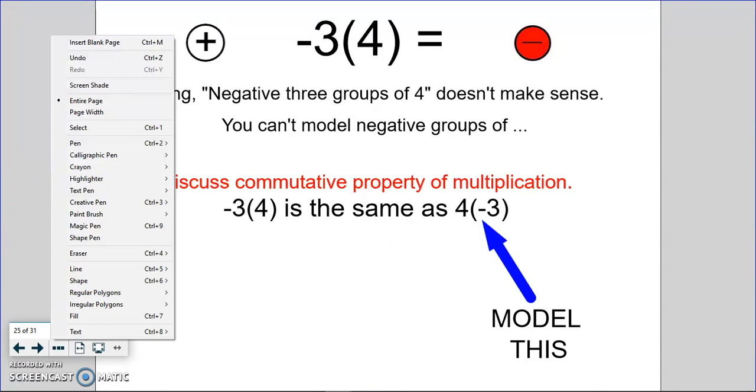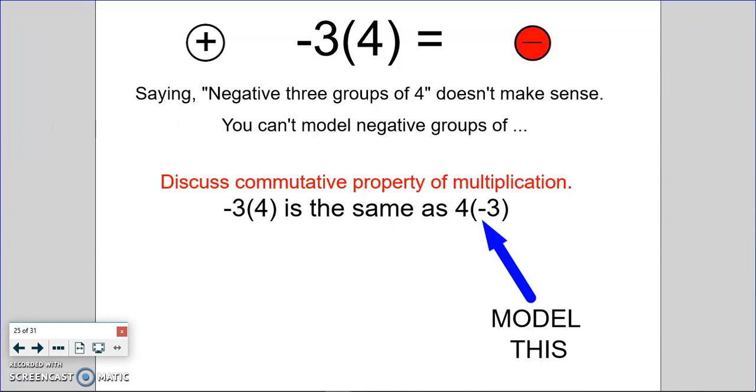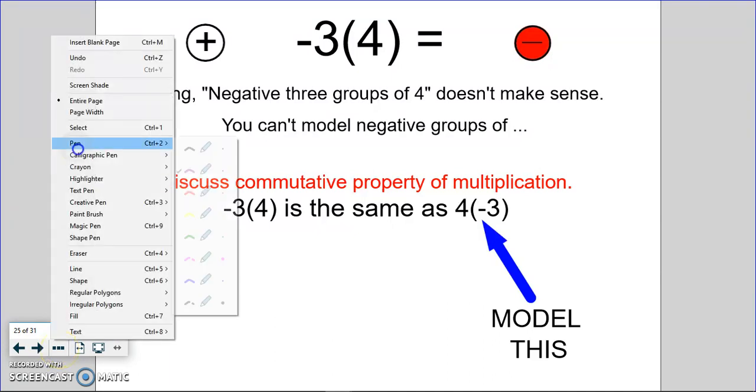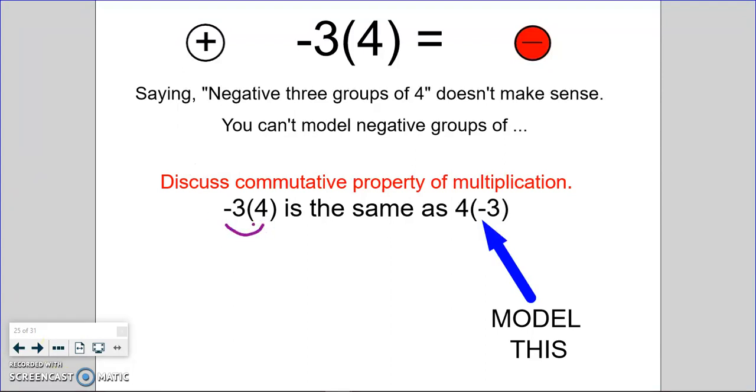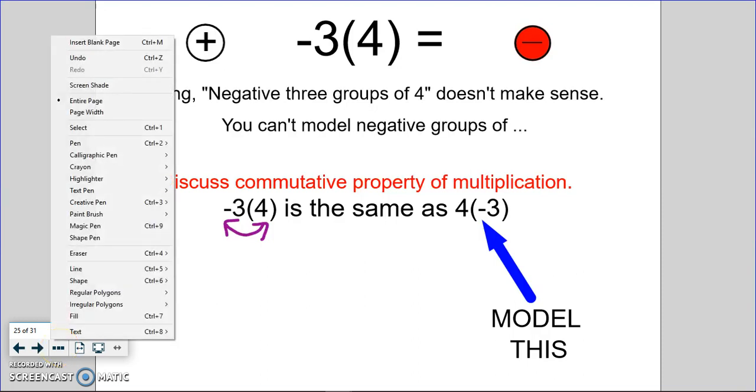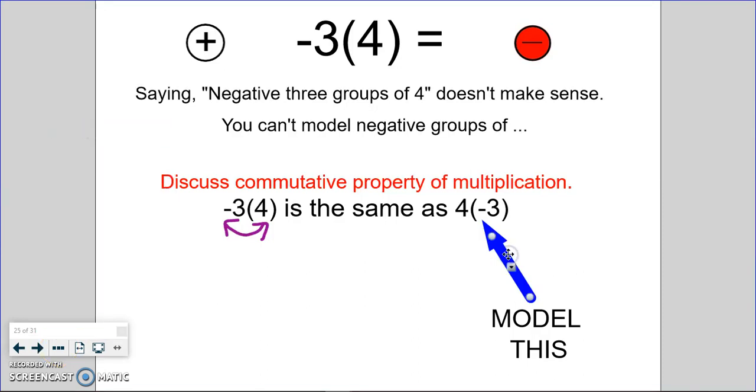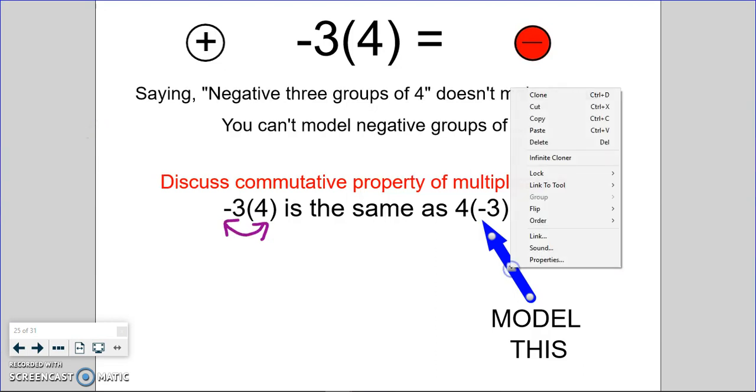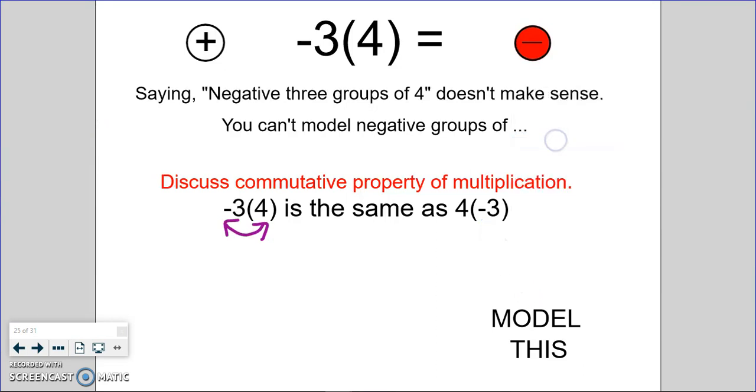So you can use the commutative property again to model what it would be like if you switch those numbers around. The commutative property, again, says that I could switch the order and it would mean the same thing. So I can instead model 4 times -3 and I will get my same answer. So that's where I'm going to start. I'm going to move these out of the way, or get rid of them, so that I have space on the right-hand side of the screen.